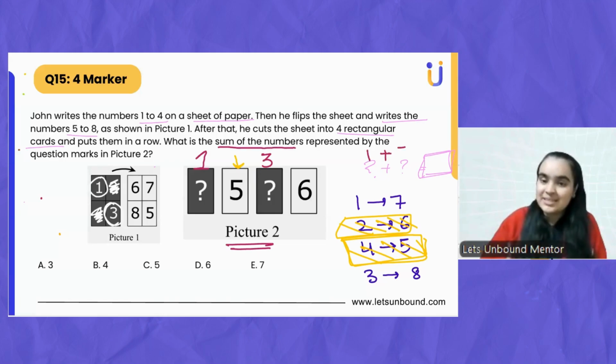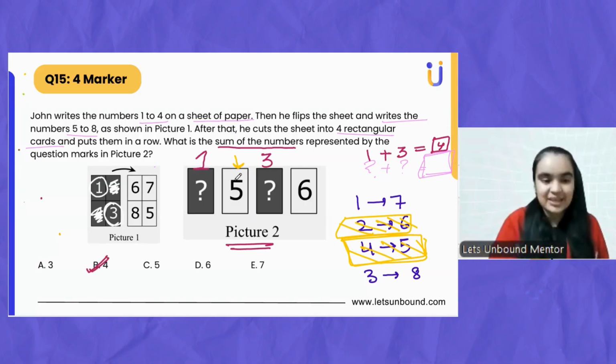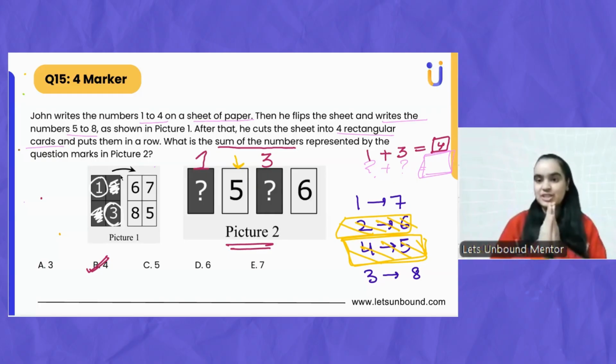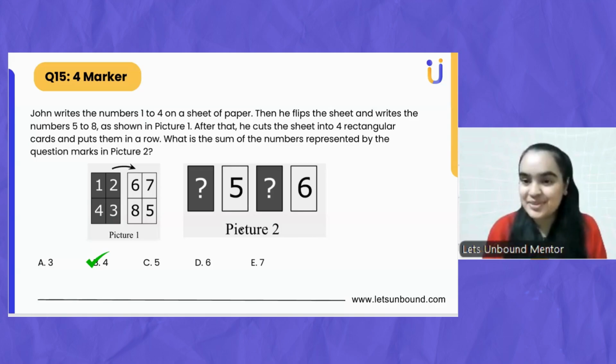Now we need to find the sum of the numbers. 1 plus 3 is 4. Here we got our answer. It will make 4. So we got our answer, that is option B. And ta-da! We are done. I hope you enjoyed the solution. It was a good question, right? But we just need to see how the image flip over happens. That's it. Okay? So that is it for today's video.